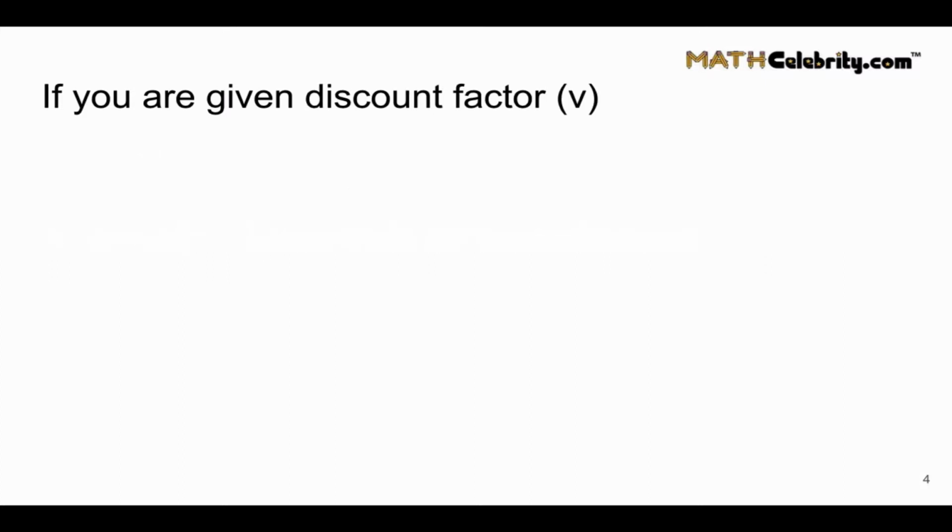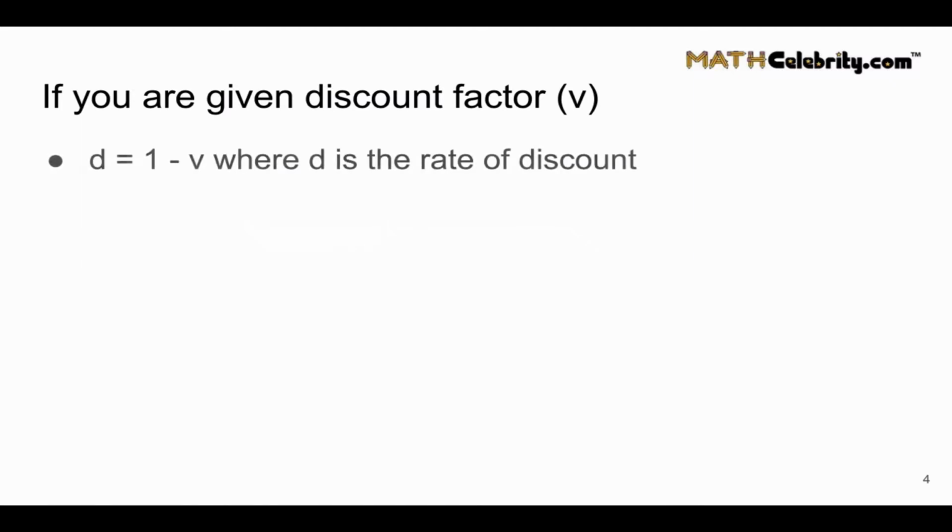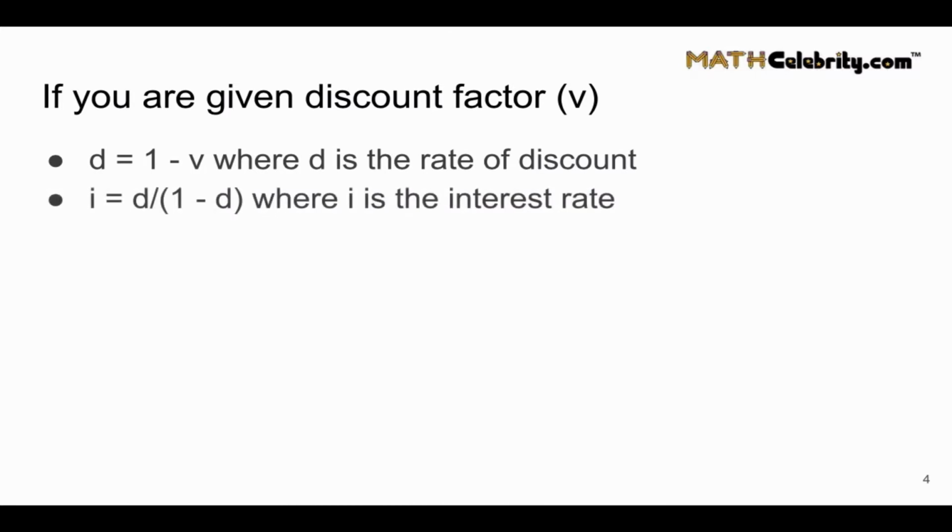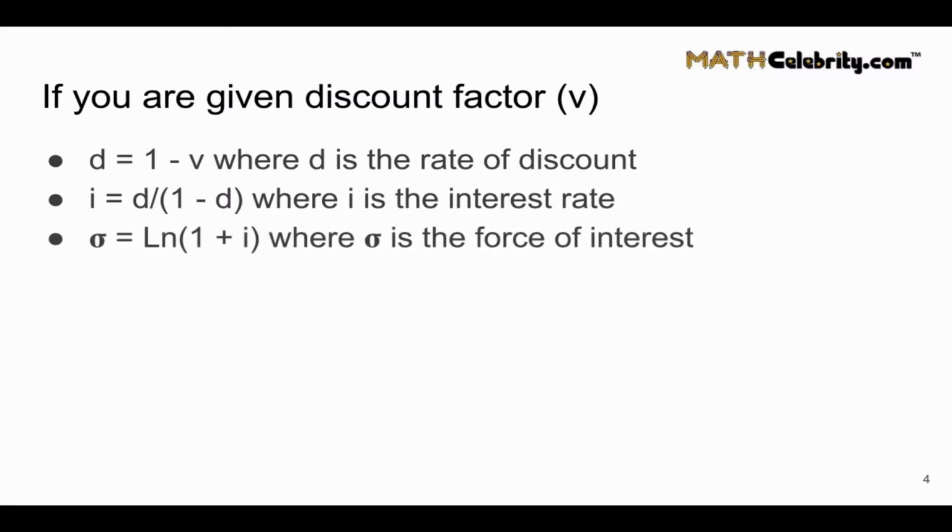Now what if you're given the discount factor V and we want to solve I, D, and sigma? D is just 1 minus V. I equals D over 1 minus D. That's the same as the last slide. And also the same as the last slide is sigma, which is just the natural log of 1 plus I. Now we've covered the three givens for the relationships and how to solve for the other three variables.